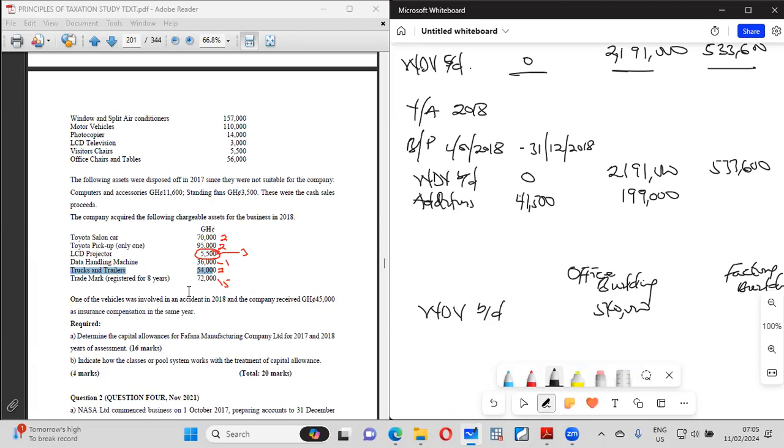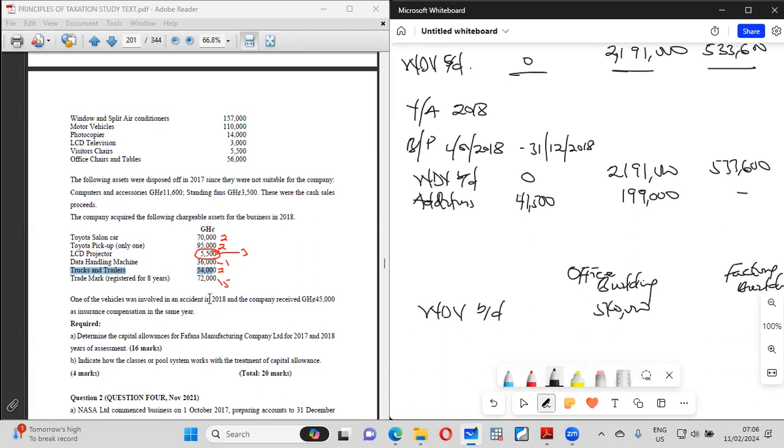Do we have any addition for the tray? No. So it was between here. So like I said, I'll put it at, oh, did I write 3 here? I'll put it at 1. So basically that is that. So here, there will be nothing for me. But it says that one of the vehicles was involved in an accident and the company received an amount of 45,000 for that. So what does that mean?